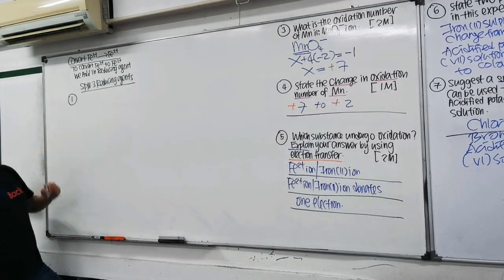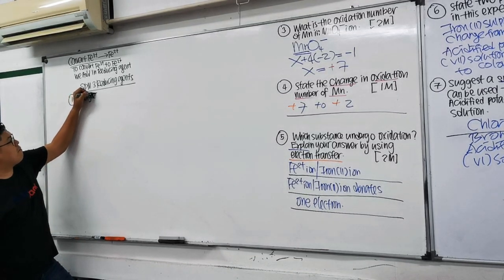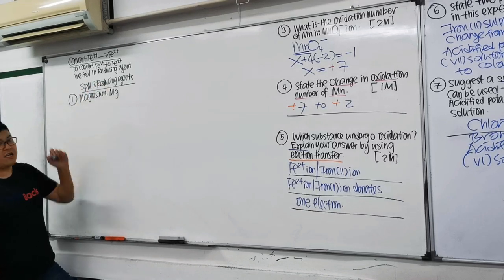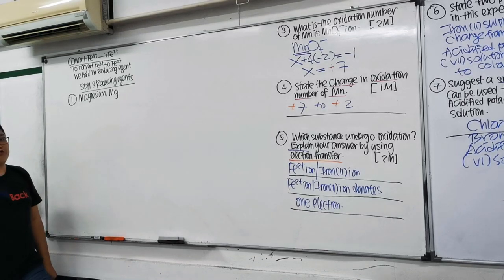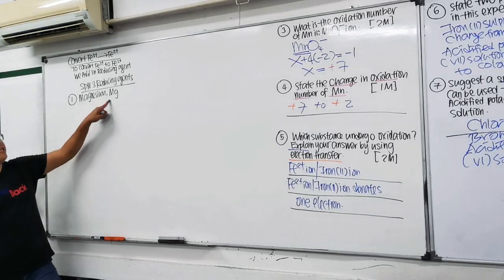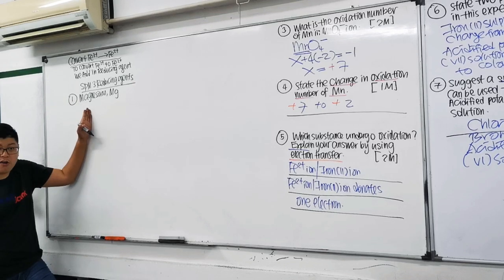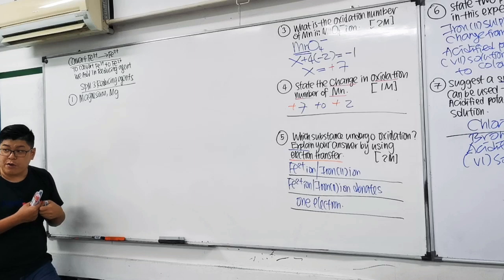Number 1, the first reducing agent is called magnesium. The symbol is Mg, not Mg2+. Why don't I need to put Mg2+? Because if my magnesium had a charge, it should be called magnesium ion, right? If they don't come with the word ion, definitely don't charge them. Are you okay with that?